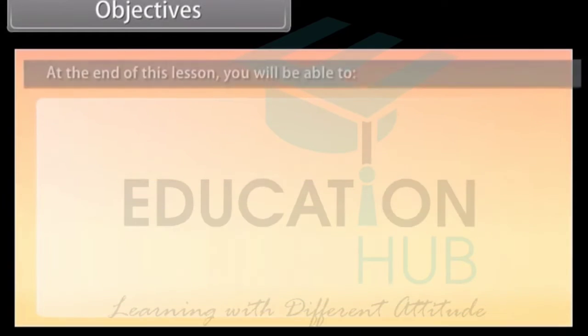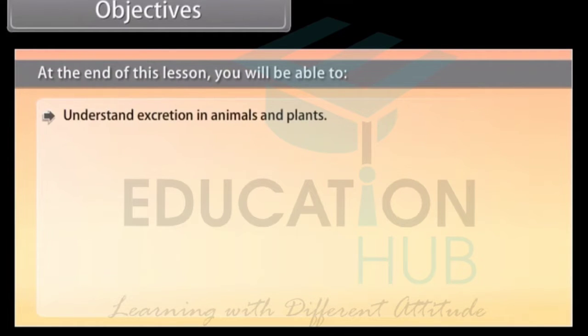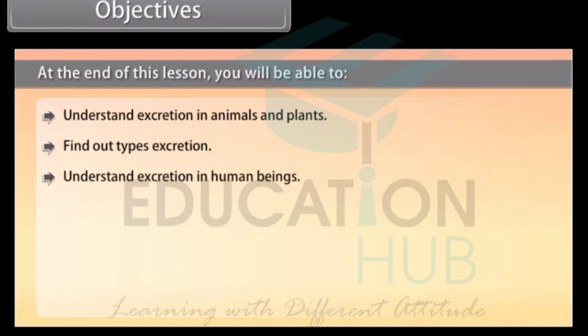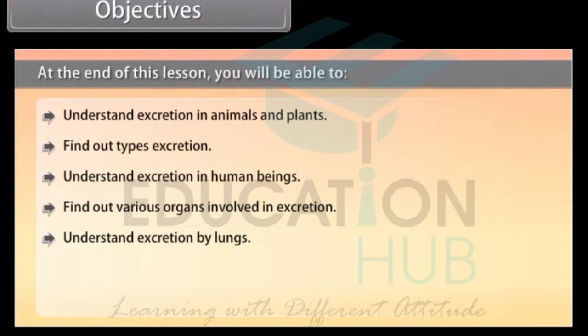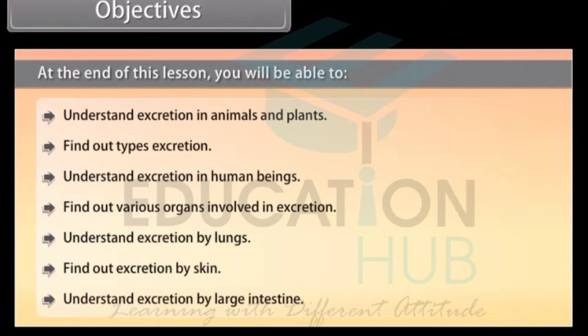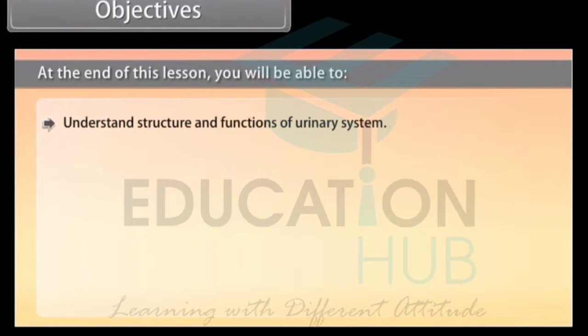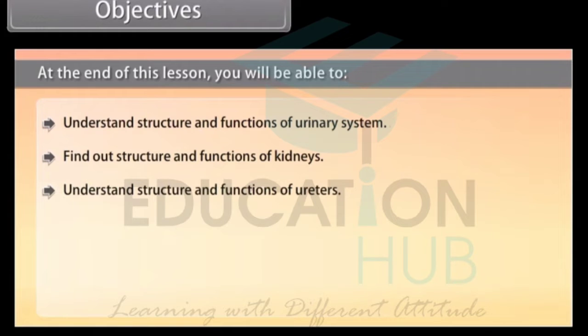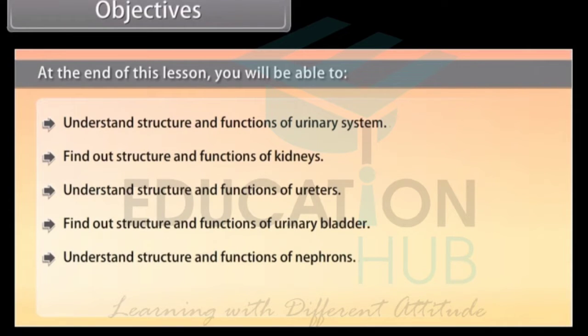Objectives. At the end of this lesson, you'll be able to understand excretion in animals and plants, find out types of excretion, understand excretion in human beings, find out various organs involved in excretion, understand excretion by lungs, find out excretion by skin, understand excretion by large intestine, understand structure and functions of urinary system, find out structure and functions of kidneys, understand structure and functions of ureters, find out structure and functions of urinary bladder, understand structure and functions of nephrons, and study about artificial kidney or hemodialysis.